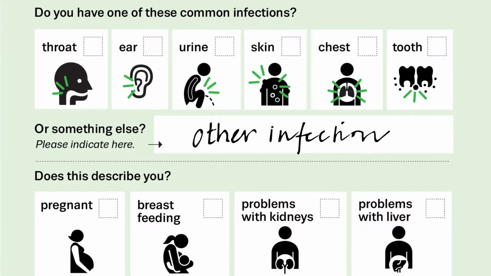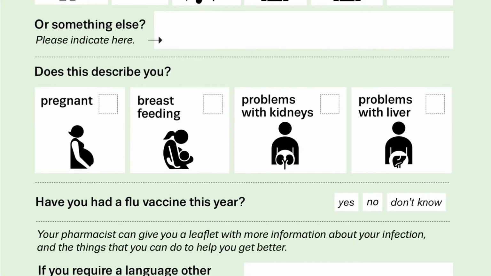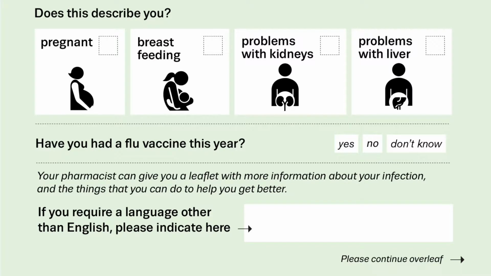To make sure we can check that the antibiotic or dose is safe for the patient, we will ask if they are pregnant, breastfeeding, or have problems with their kidneys or liver. The next section gives us the opportunity to increase flu vaccination rates, so helping to reduce the spread of infection and reduce antibiotic use.